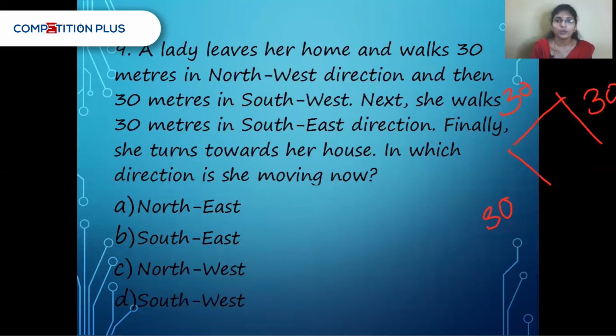Finally, she turns towards her house. So this was her house actually. From there, she started a journey. I'm marking it as H. Finally, she turning towards her house means this is the direction towards her house. So in which direction is she moving now? Simple. It is the northeast.